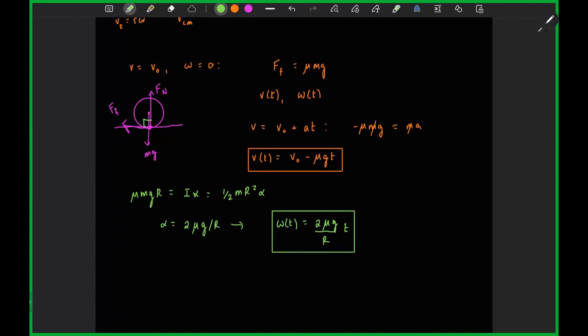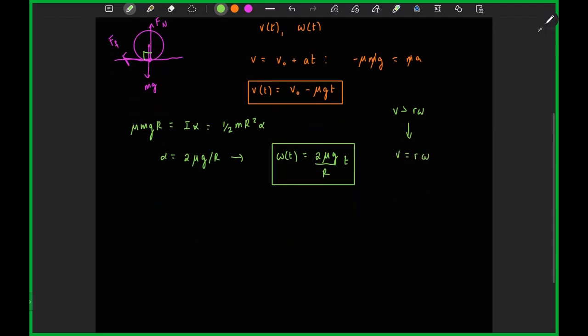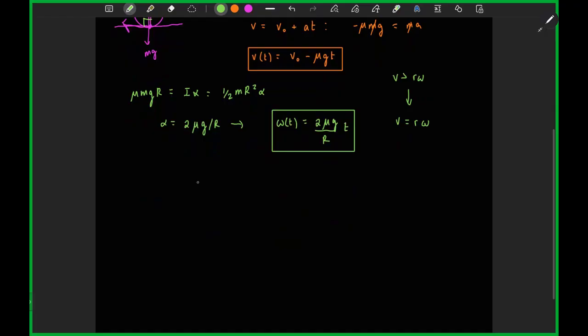So let us now consider what happens over time. We can clearly see that v is decreasing and omega is increasing. We started off with v greater than r omega, but we're slowly going to be transitioning to v equals r omega. And in fact, we can solve for this by saying, let's find the time when v naught minus mu gt is equal to r times 2 mu g over r times t. And I will leave this equation as an exercise for you to solve.